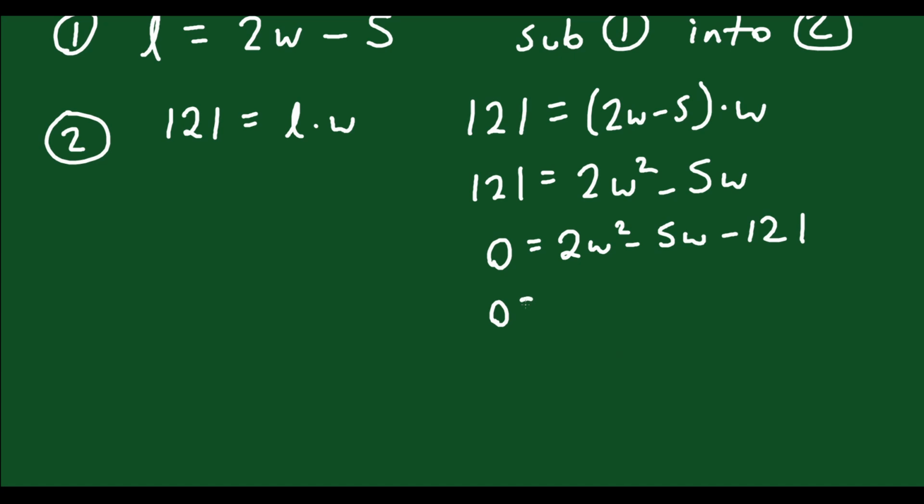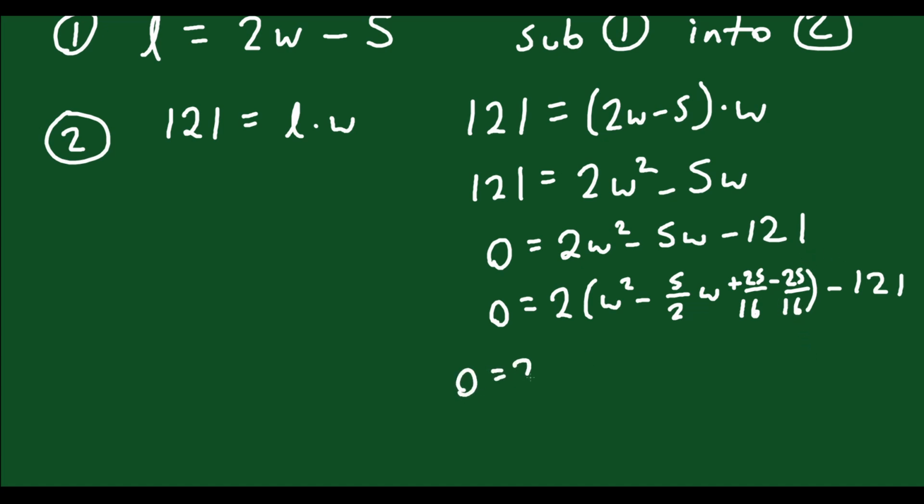You'd have 0 equals 2w squared minus 5 over 2 w minus 121. I'm going to add and subtract my special number here, which will be 5 over 2 divided by 2, which is negative 5 over 4. Square it, and you get plus 25 over 16 minus 25 over 16, just like that. You can take that one out. So I'll have 0 equals 2, and then with these three I can factor (w minus 5 over 4) squared, minus 121 minus 25 over 16, but I'm going to multiply by 2, so it becomes minus 25 over 8, just like that.